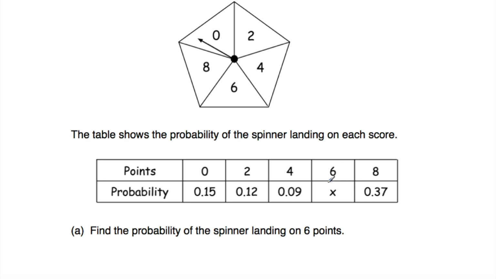And here we can see the probability that it lands on a 6 is x, so we don't actually know all the probabilities. The question says find the probability that the spinner will land on 6 points. So all these probabilities will add together to be equal to 1. That means if we add these probabilities, this one, this one, this one, and this one, and take it away from 1, we can find the probability of the spinner landing on a 6.